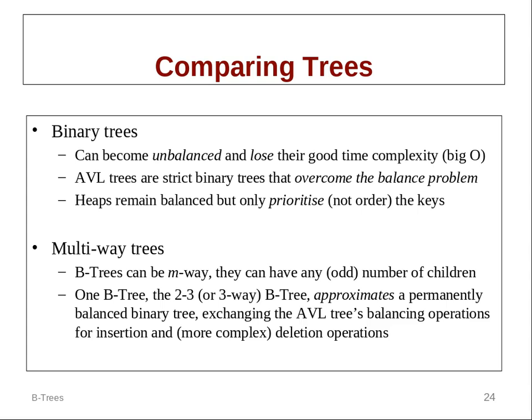Multi-way trees: B trees can be M-way, and they can have any odd number of children. One B tree, the 2-3, is approximately a balanced binary tree. Perfect. The end. Any questions on B trees? Nope. All right.